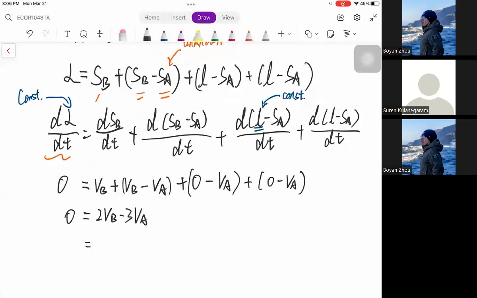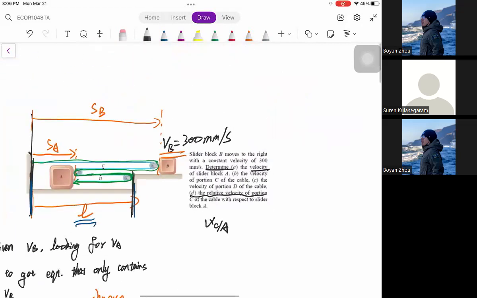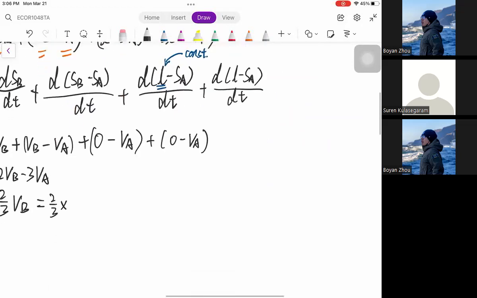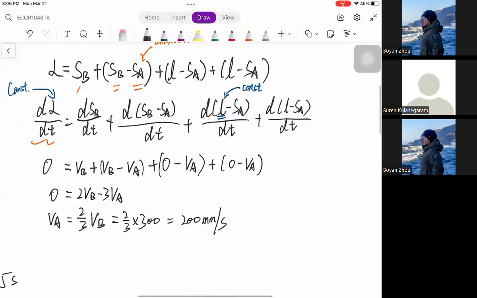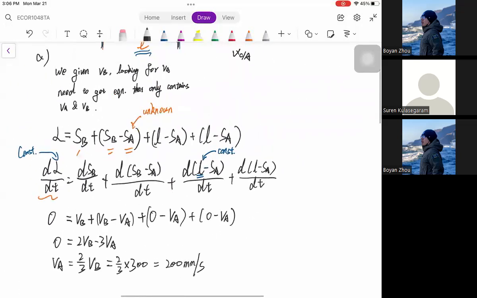And the question is asking for VA. So VA is equal to 2 over 3 VB. That is equal to 2 over 3 times the value for VB. The value for VB is given here as 300 millimeters per second. So it's 200 millimeters per second. Okay, so that is the first question.